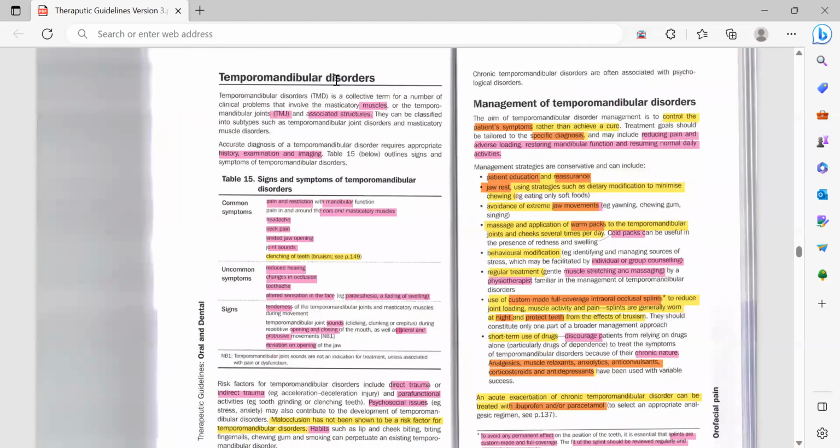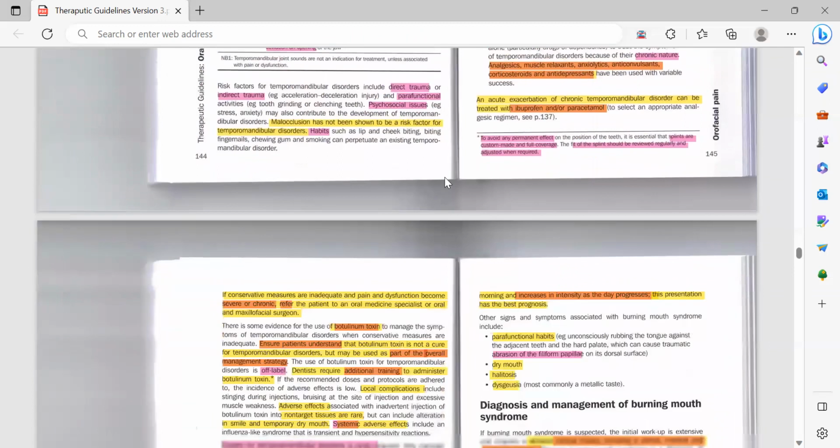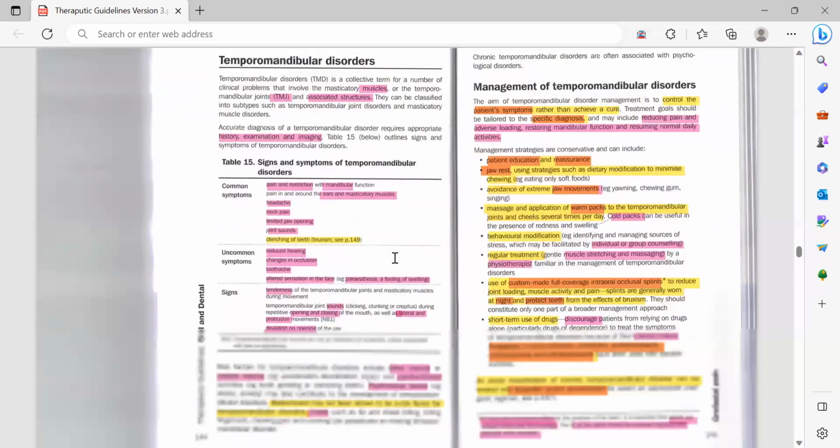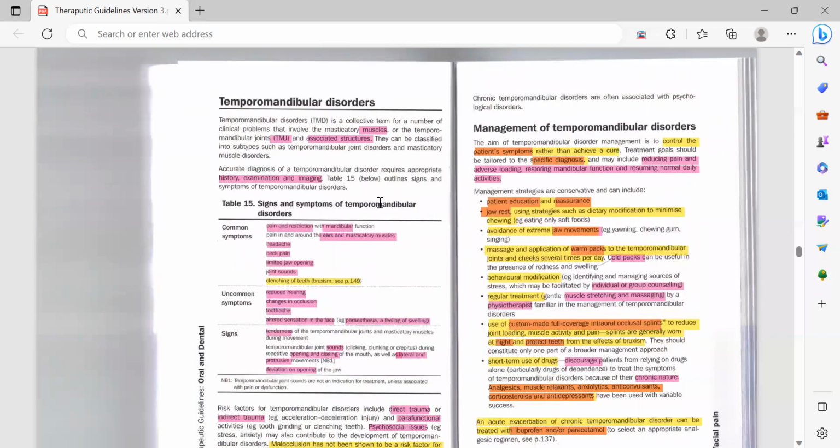All right, then temporomandibular disorders. This is a very important topic, and there would be at least one scenario in the exam from this topic. There would be one or could be two. Okay, so I would do this topic from tomorrow.